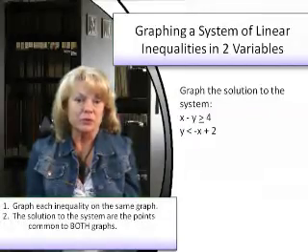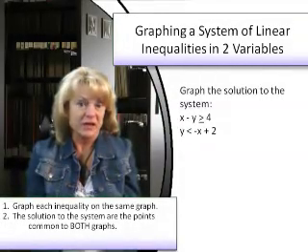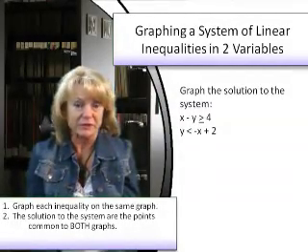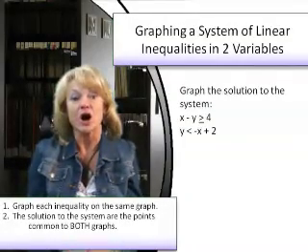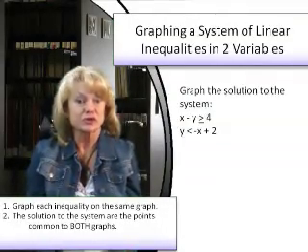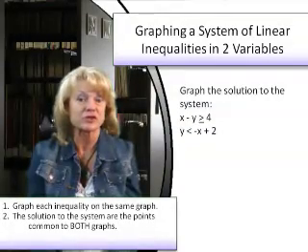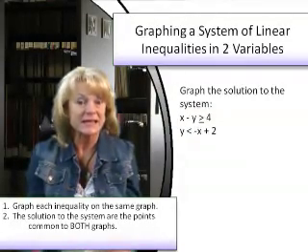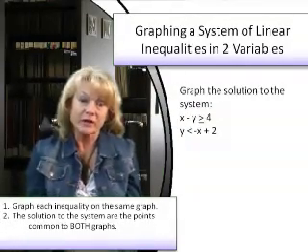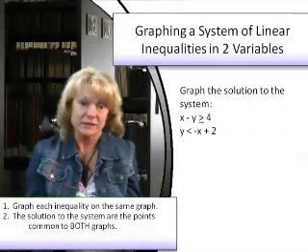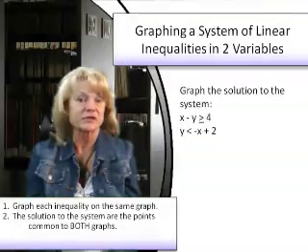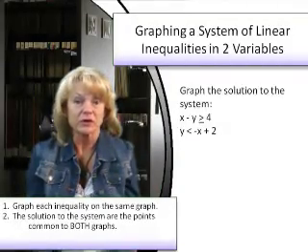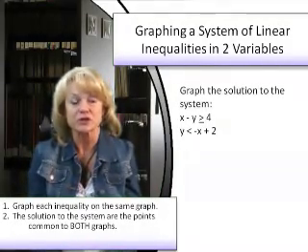We're now moving on to graphing a system of linear inequalities in two variables. We will graph both of these inequalities on the same graph. The solution to the system will be where the two separate solution sets intersect. If one inequality uses a yellow shading and the other uses a blue shading, you'd be asking yourself, where does yellow and blue make green? The green will be your solution set, solution to the system.